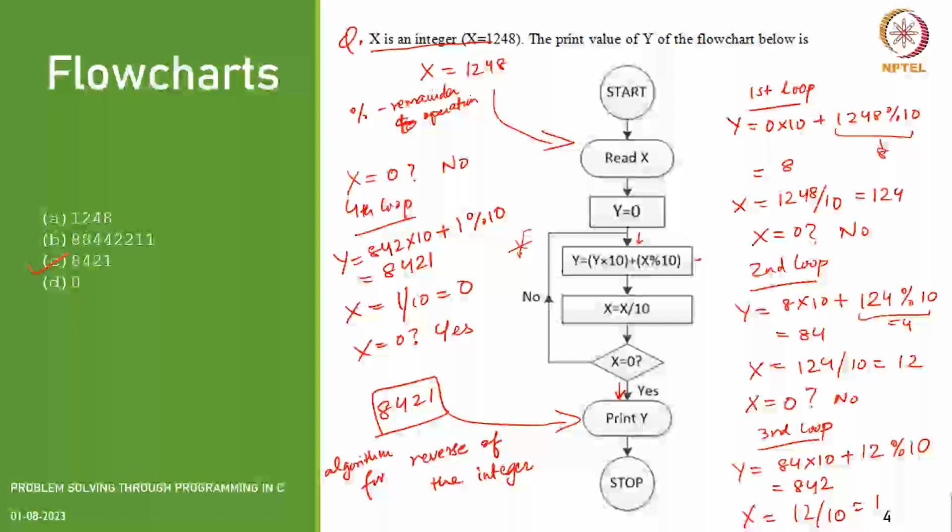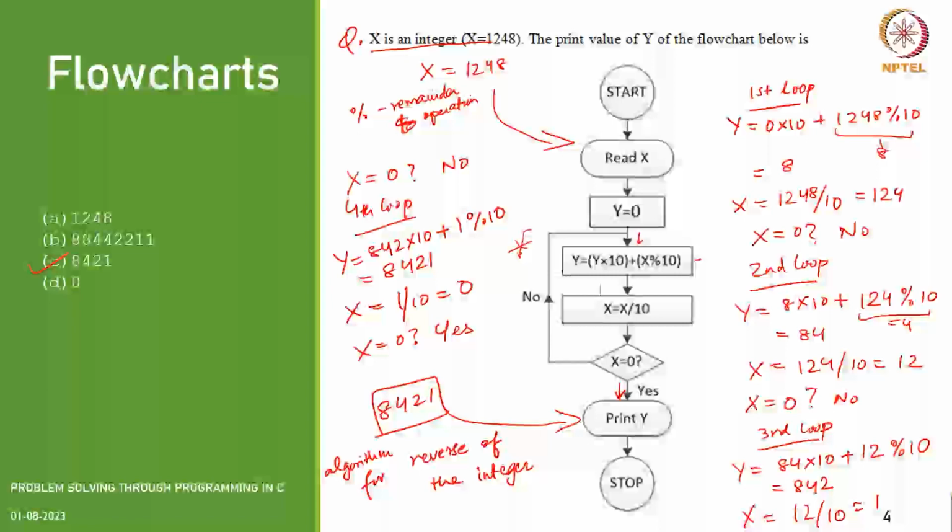So basically 1248 percentage 10 means when you divide 1248 by 10, what will be the remainder? Here 124 will be the quotient and 8 will be the remainder, right? So this will evaluate to 8, and y is 0 here, so 0 into 10 is 0, plus 8, so y becomes 8. Now x equals x by 10, so x currently is 1248, you divide it by 10, and because it's an integer, it cannot have any digits after the decimal, so it will be simply 124.